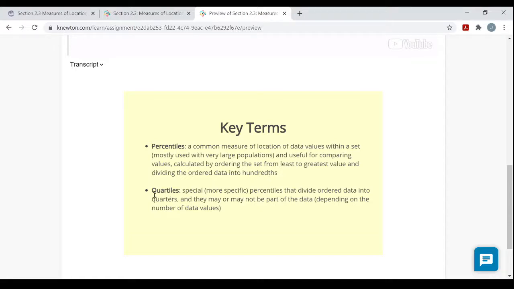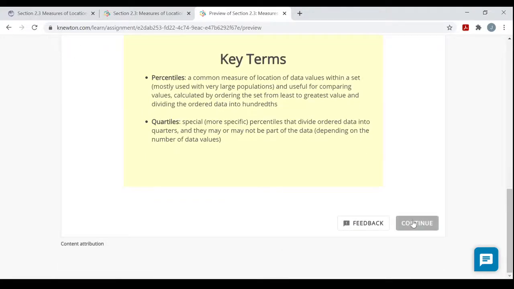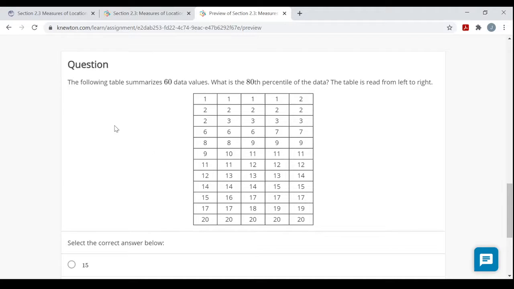Quartiles are special or more specific percentiles, the 25th, the 50th, and the 75th, that divide ordered data into quarters. They may or may not be part of the data, depending on the number of data values. And I showed you how to calculate them, so let's do that here.